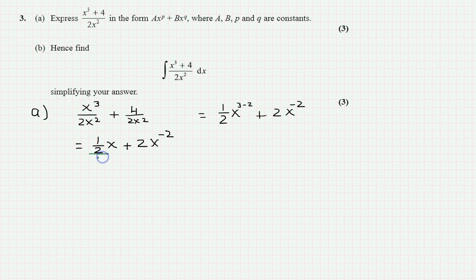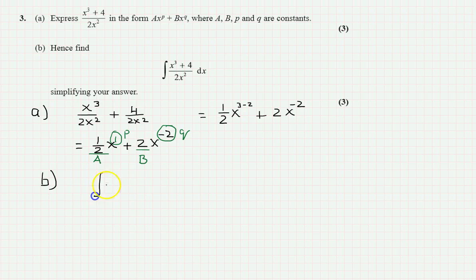So this is A, this is B, here is the power 1, so this is B, and this one is Q. Now second part, part B.